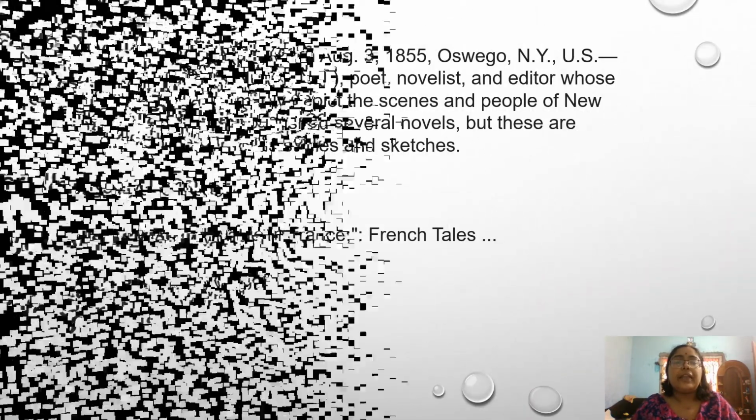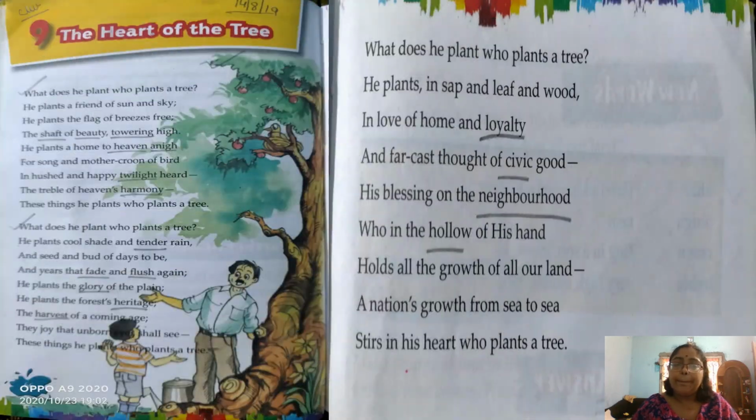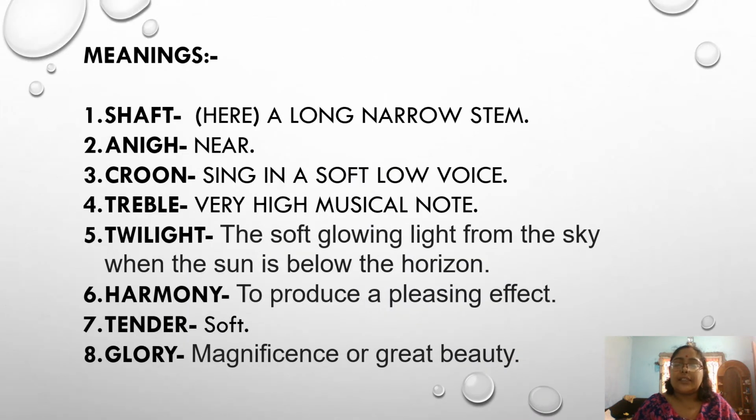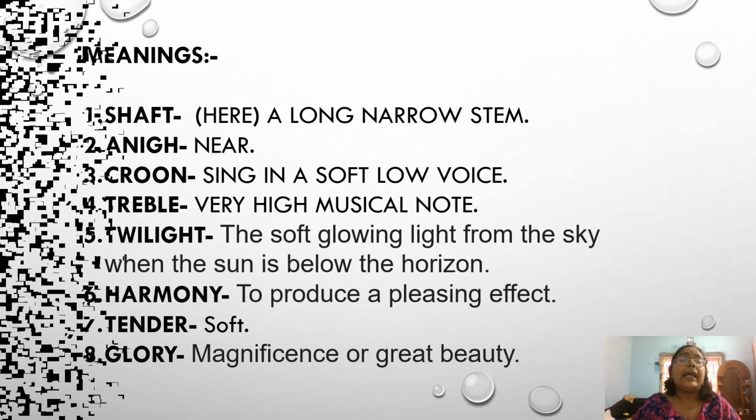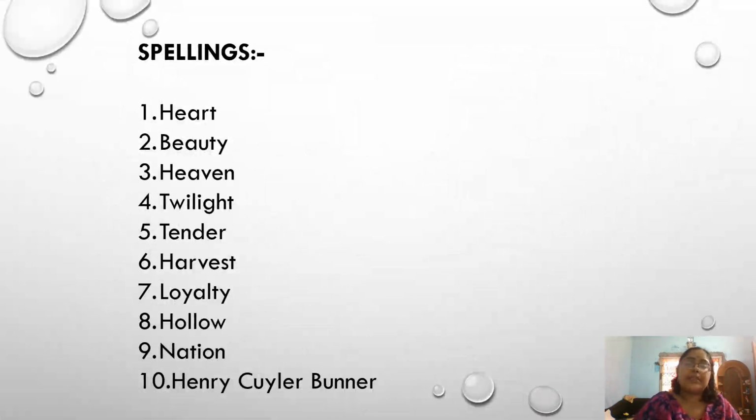Then again we have done the poem. Only the first paragraph is to be done. You should know the importance of the poem, why it has been written by the poet. And then the next part here, just see meanings. 8 meanings are to be written down. And then the spellings, okay? 10 spellings are to be written down. This much is your work for today. Okay, children? Thank you.